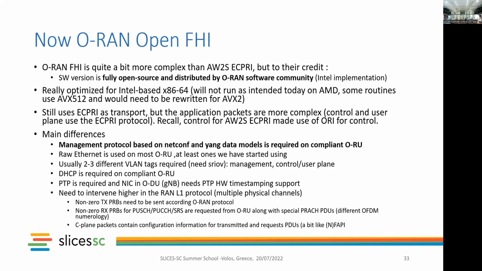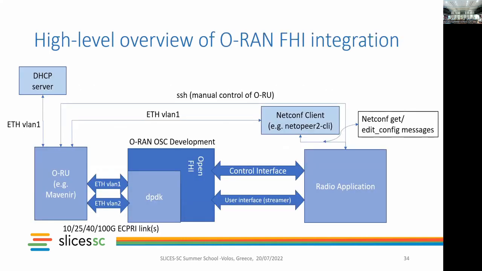The control plane packets contain configuration information for the transmitted and requested PDUs. Anybody who has looked at the FAPI or nFAPI specification, which we actually also use in ORAN, will find it very similar to that. On the control channel, you send down configuration information. So this is the more complicated picture. I showed the simplest picture, UHD, and then AW2S. This is the ORAN picture.